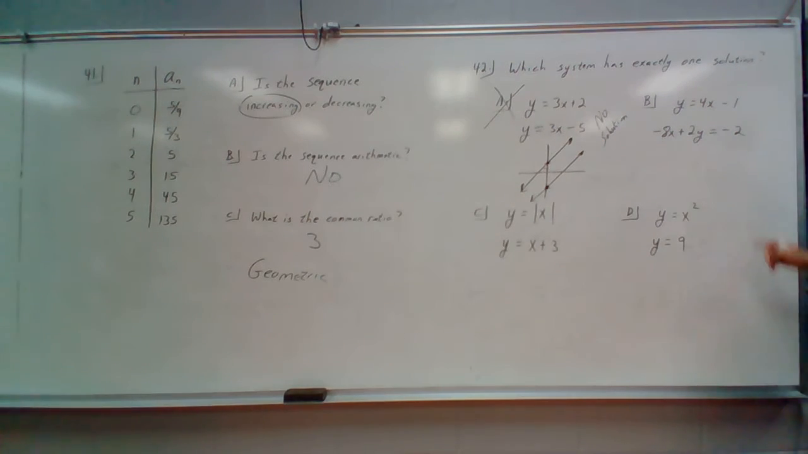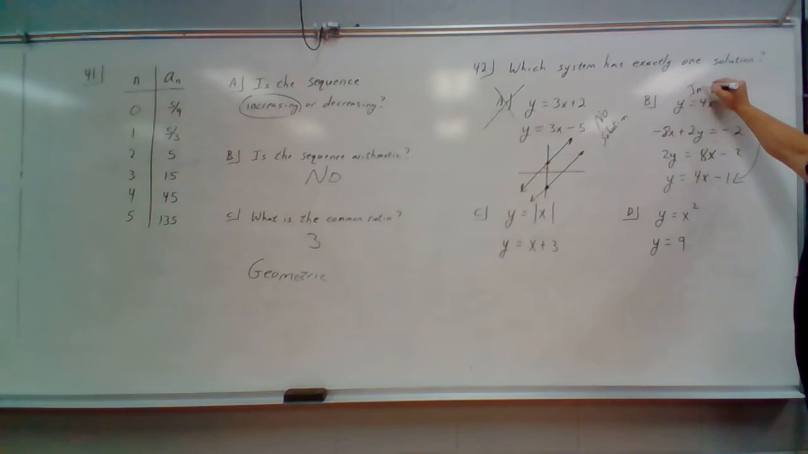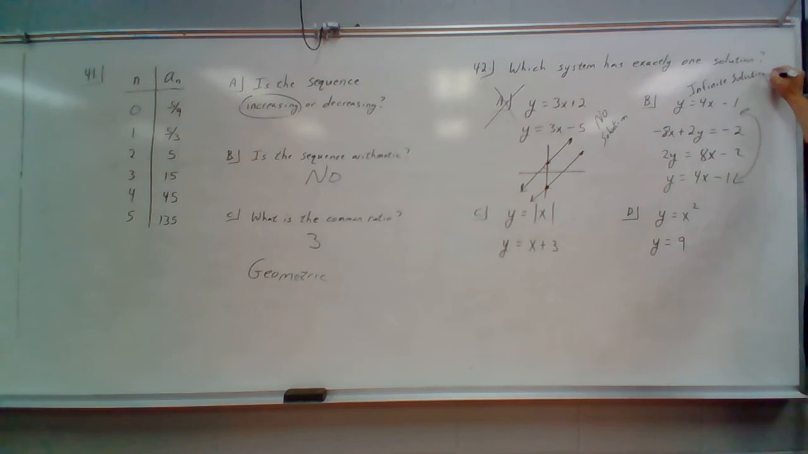All right, let's look at this. So I got y equals 4x minus 1. Let's put the second one in the same form, y equals. So I'm going to add 8x to both sides. Gives me 2y equals 8x minus 2. Divide everything by 2, and I get y equals 4x minus 1. Notice that it's the exact same equation. So these two lines sit right on top of each other. So this has an infinite number of solutions. That's not exactly 1, so that one's out.